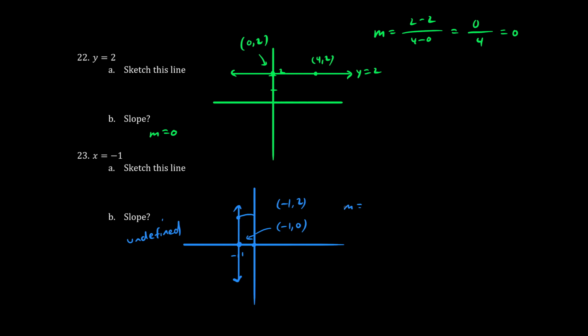What is the slope? The slope is rise over run, or you subtract the y values in any order. We'll go 2 minus 0 over -1 minus -1, which is 2 over -1 plus 1, which is 2 divided by 0. And we have a problem. You could say the slope is infinity, but is it infinitely positive or negative? So we call this undefined.